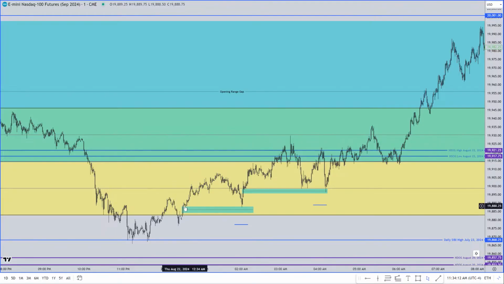This fair value gap forming when? Look at the time. What time is that? Right there. It's 1 minute past the opening range at midnight.